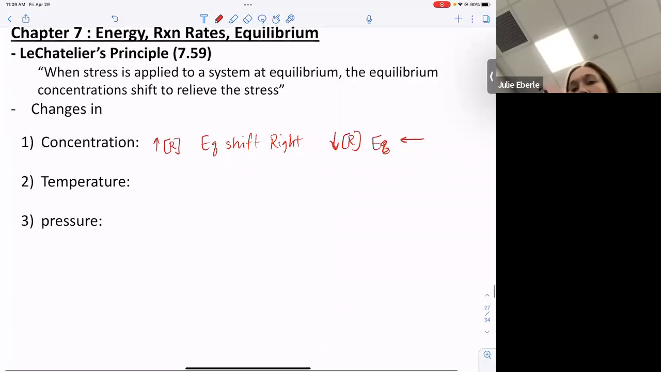Okay, what about products? If we increase the concentration of product, equilibrium will shift left, towards reactants. But if we decrease the concentration of product, equilibrium will shift towards products. This way it would shift right.